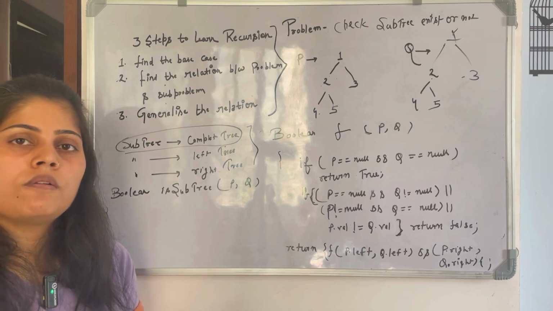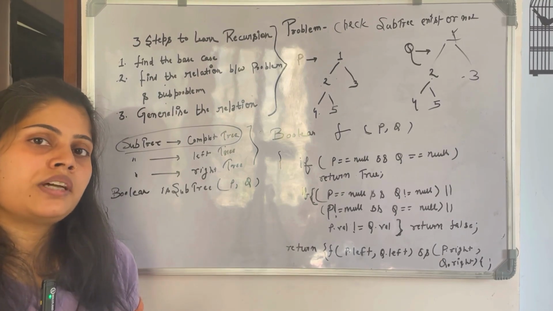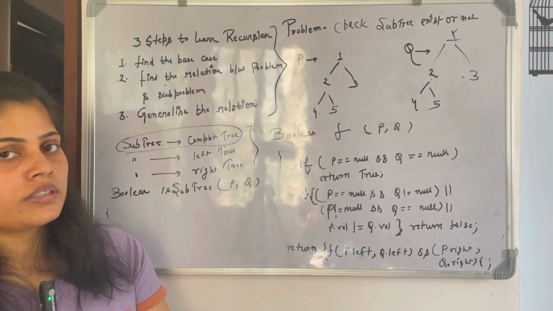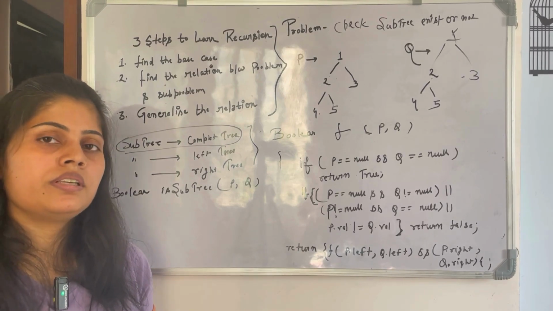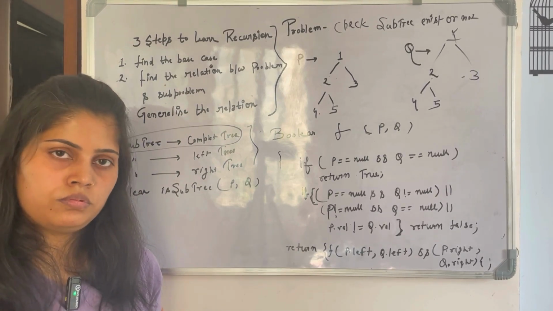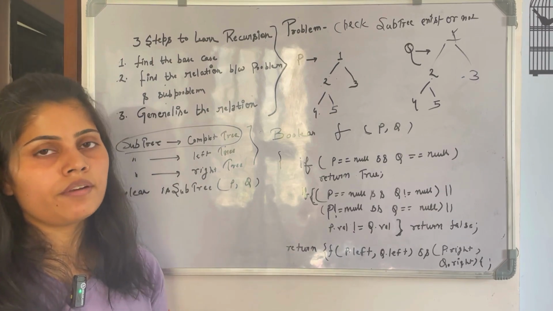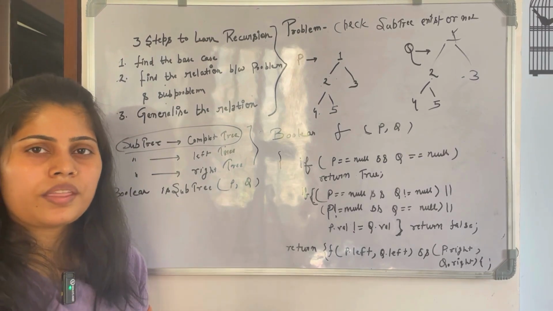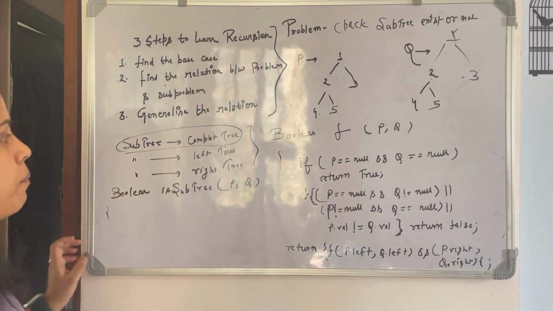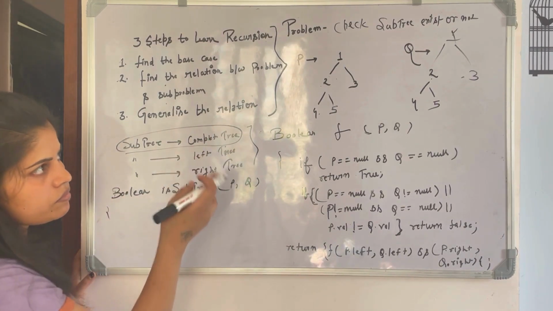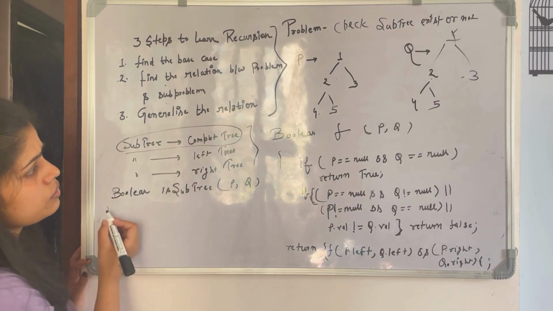Once we get a true from either the left side or the right side, at the same time we basically have to return true. That means we have found the subtree. So let's start from the complete tree, because complete can be a condition.